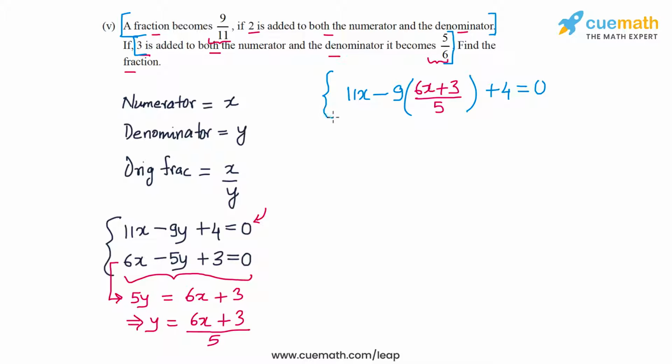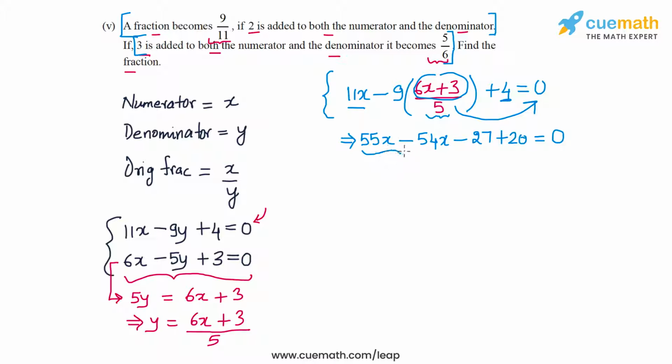Now this is an equation in x alone. So let's solve it and find the value of x. We have this 5 here, so let's take an LCM of 5 across all the terms. So 11x becomes 55x. And then we have minus 9 times this 6x plus 3, so that's minus 54x minus 27. And then we have this 4 which turns into a 20 because of the LCM of 5. So this is equal to 0. I've also multiplied 5 on the right side and the RHS becomes 0. So 55x minus 54x is x, and x minus 27 plus 20, or minus 7, is equal to 0, which means that x is equal to 7.